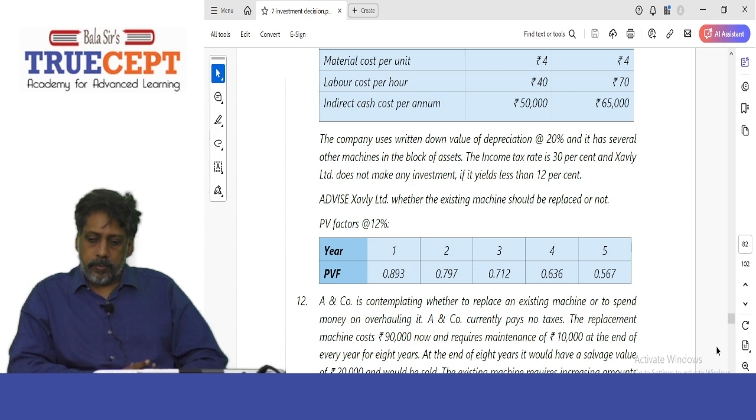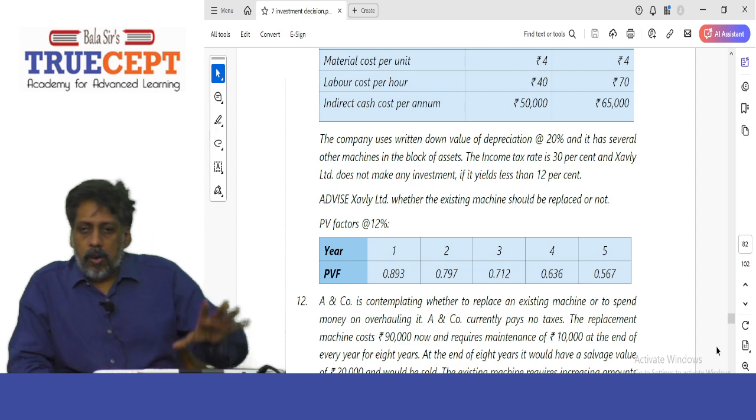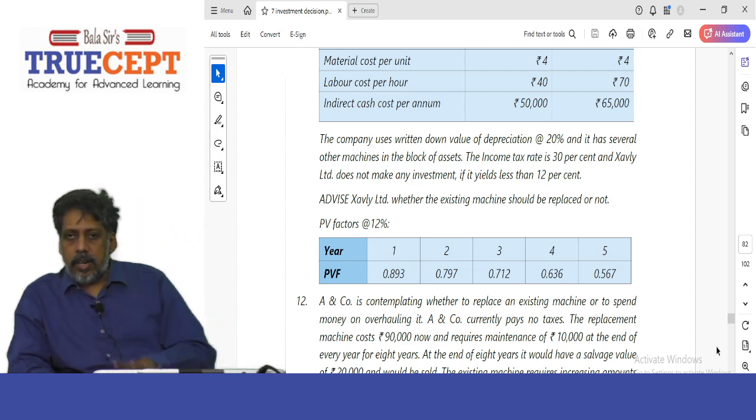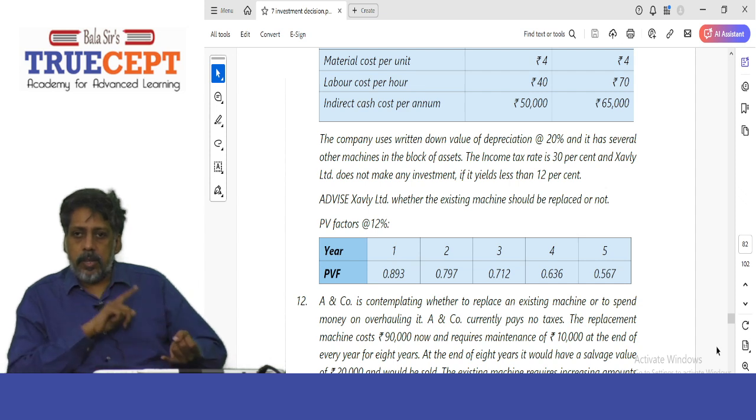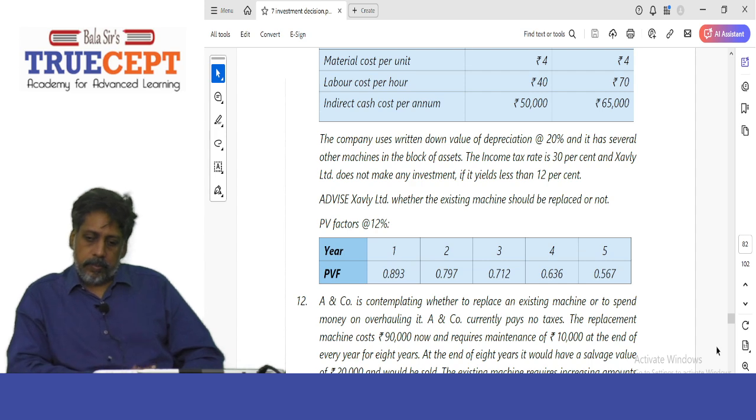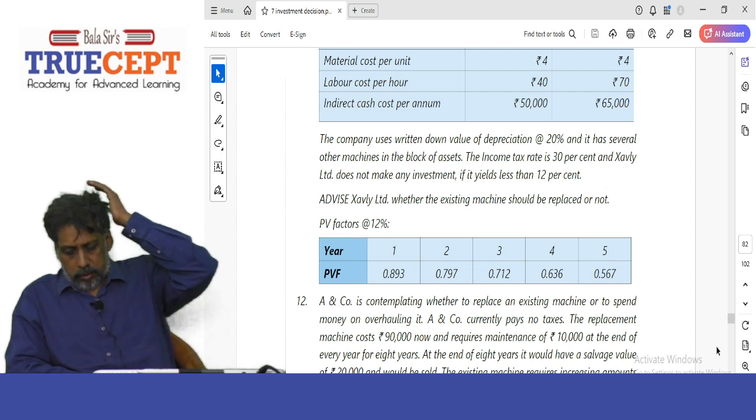Next. The income tax rate is 30% and Zavli Limited does not make an investment if it yields less than 12% per annum. Now that is supposed to be the cutoff rate or the hurdle rate. 12% is the discount rate to be used to calculate the net present value of the project. Now advise whether the existing machine should be replaced or not, and PV factors at 12% for 5 years are given.